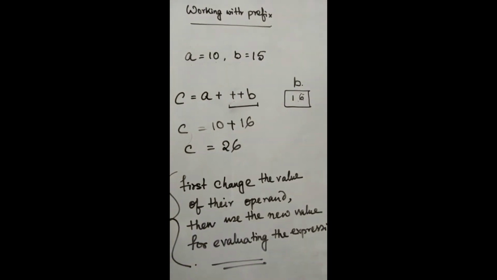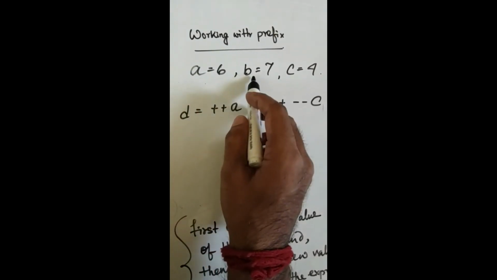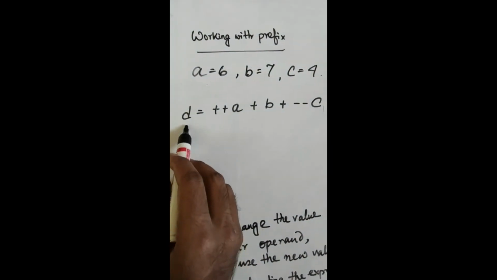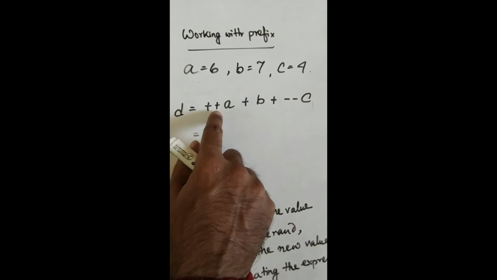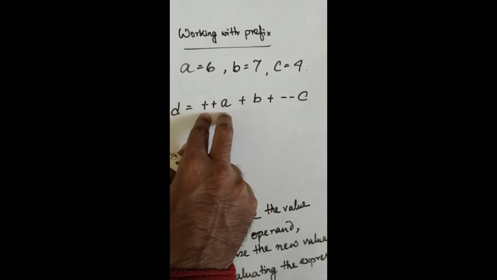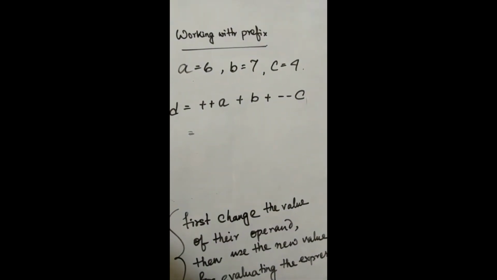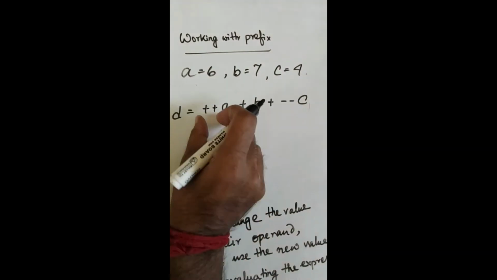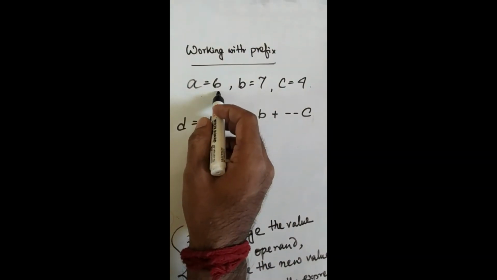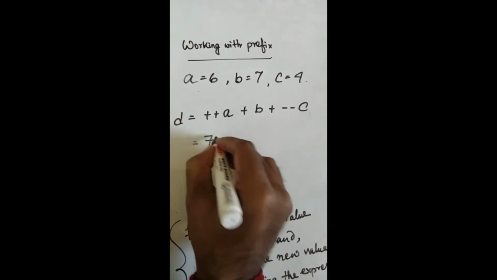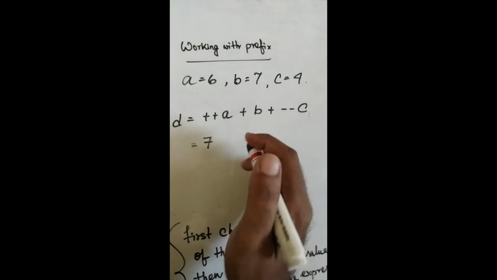Let's have a look at another example. Now, for the second example, we have a = 6, b = 7 and c = 4. We have to calculate the value of d. Here again we have an increment operator, and this is the prefix version of the increment operator. So first we have to change the value of the operand, then we will use it in the expression. So first we perform ++a. ++a means the value of a will be incremented by 1. At present the value of a is 6. After incrementing, the value goes to 7. So this is the updated value 7 that we will put in the expression.